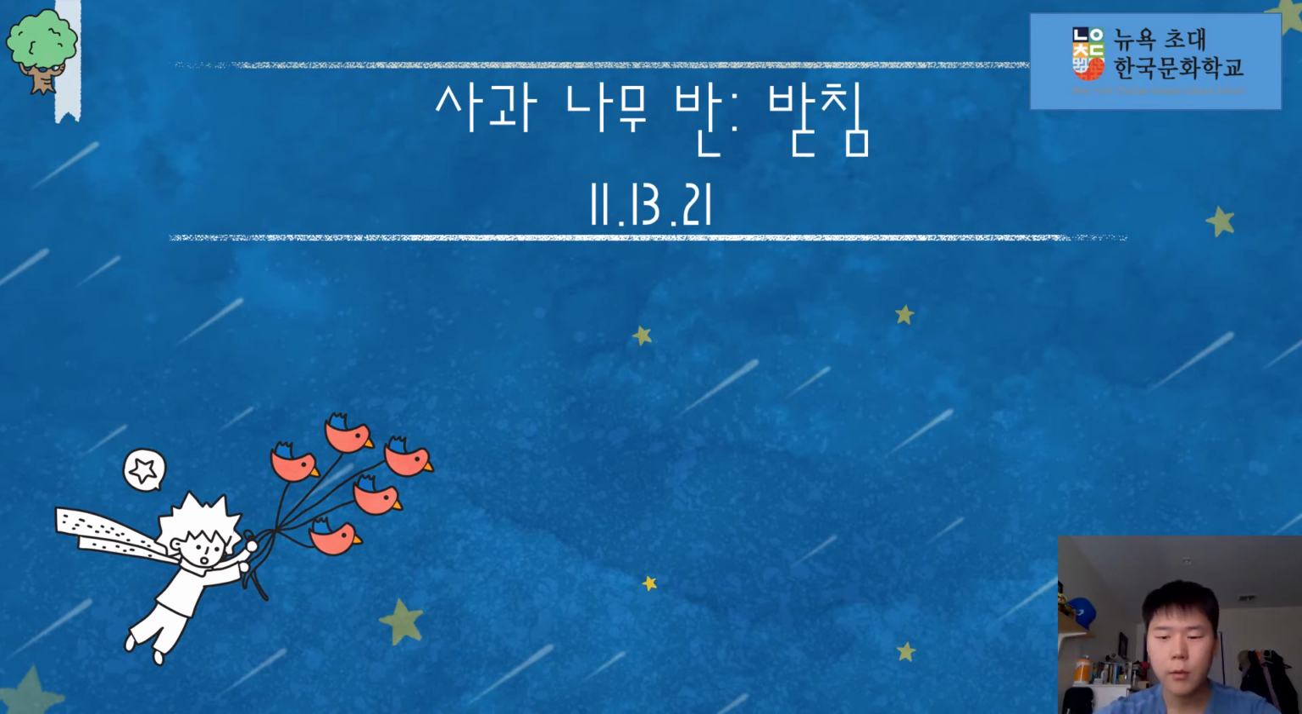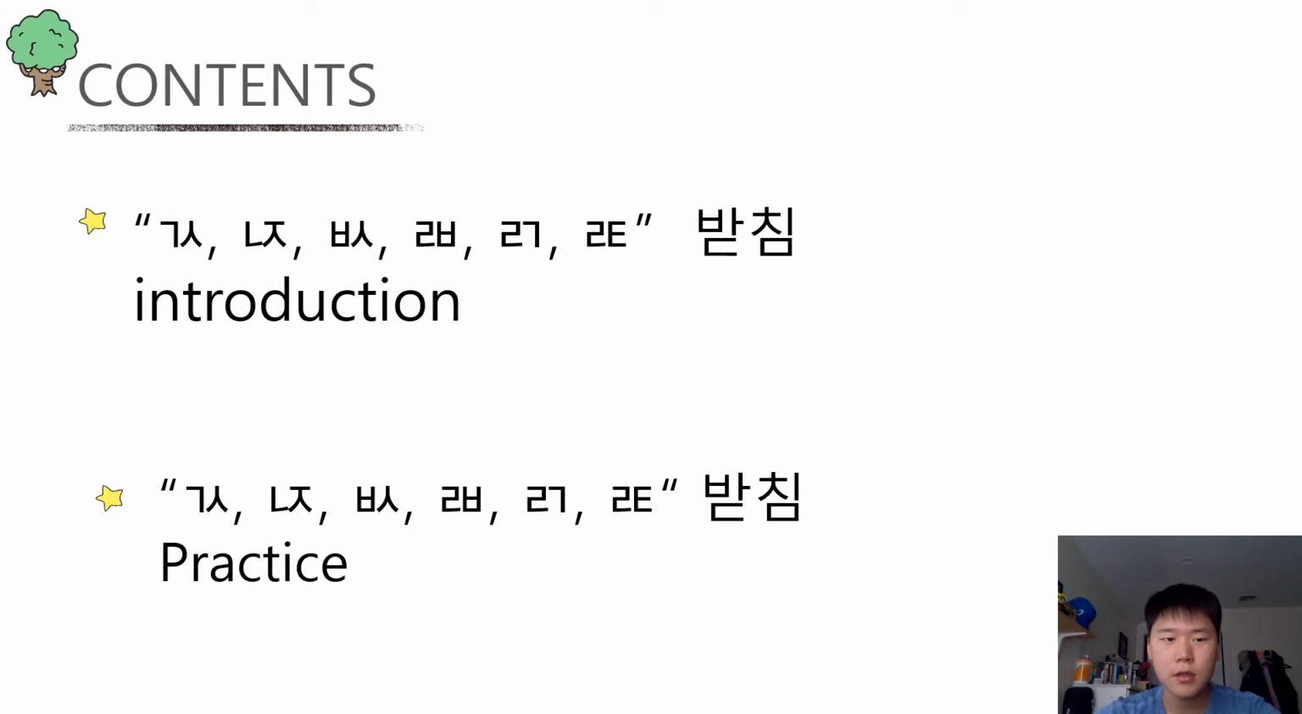Hello everyone and welcome back to 사과나무 반 받침, and today we will be learning about 겹받침s. So these are all types of 겹받침s, right? But not all of them are listed here. So first we will be introduced to it, and then I will do many practices.